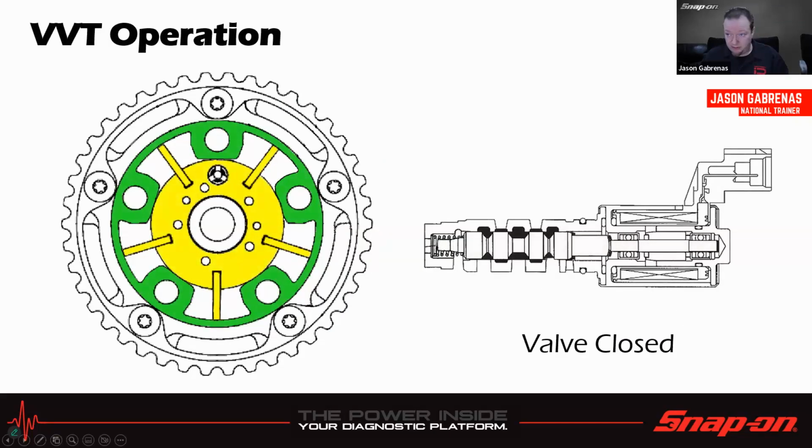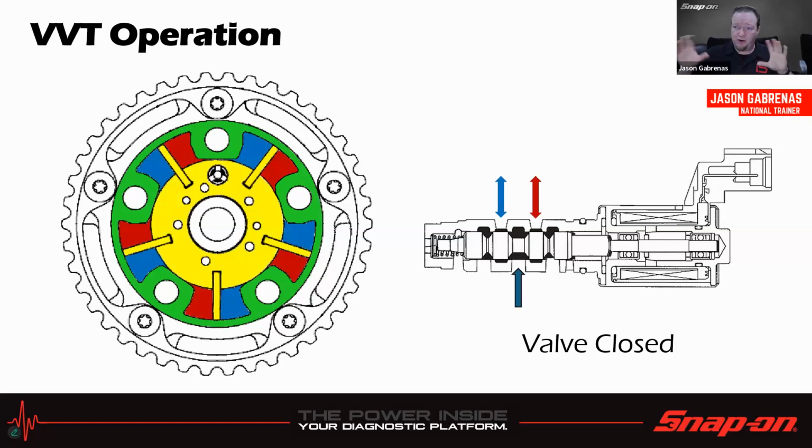So when the valve is closed, it's going to default to kind of a neutral setting wherever it needs to be, wherever the manufacturer decides that needs to be. Sometimes it can be slightly retarded, sometimes slightly advanced. But when the valve is closed, it is going to hold that oil pressure wherever it needs to be. So in this case, we're at 50-50 right now. So nothing's going on, nothing's coming in, nothing's going out.